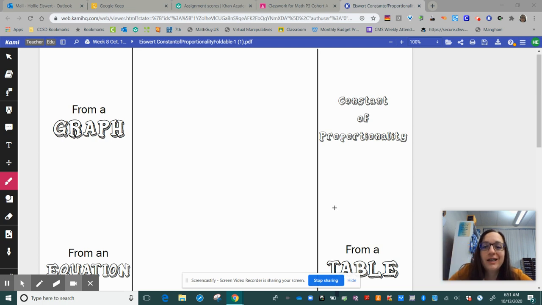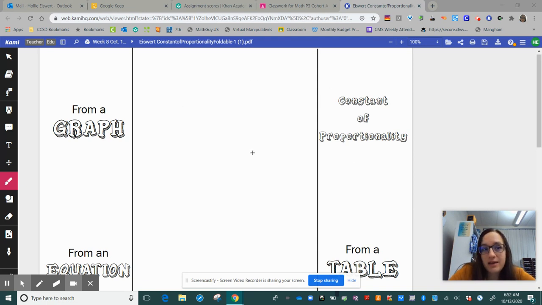Hello again. So today we are starting our new unit on ratios and proportions, and this is a foldable where we find the constant of proportionality from a graph, from an equation, and from a table. Now these notes are very important. We're going to take them today, and then for your remote day, there will be a Google form, and all the answers are on this foldable right here that you're going to do.